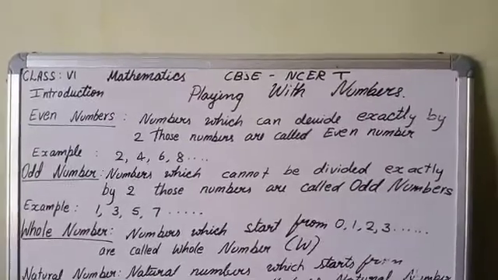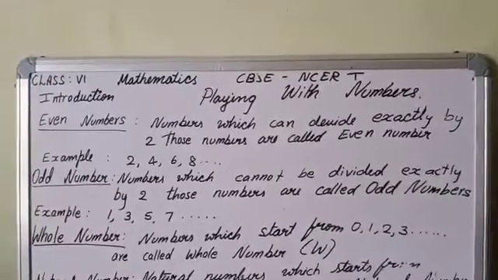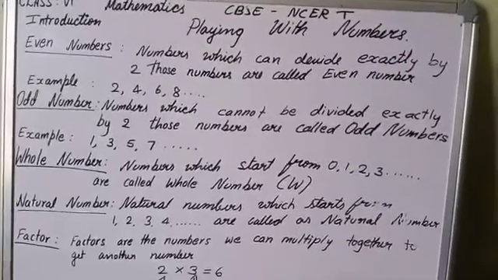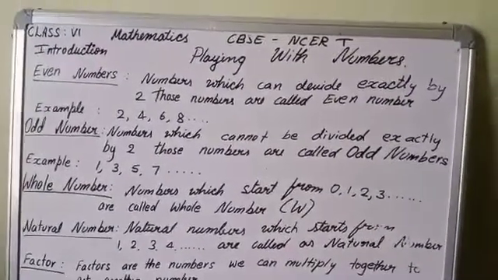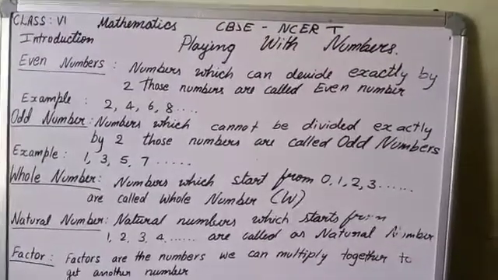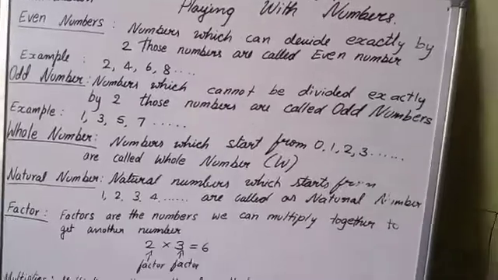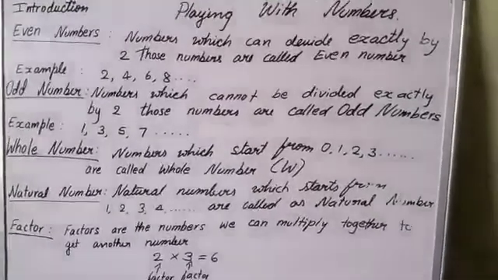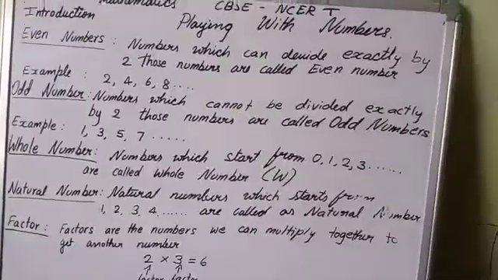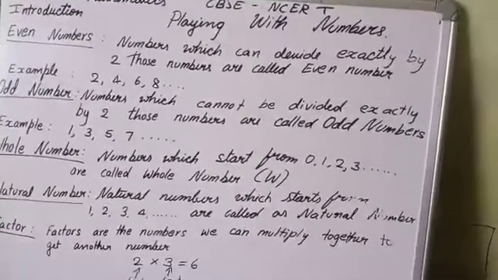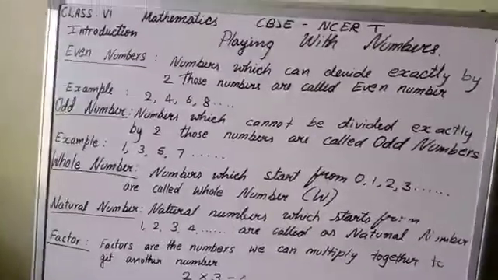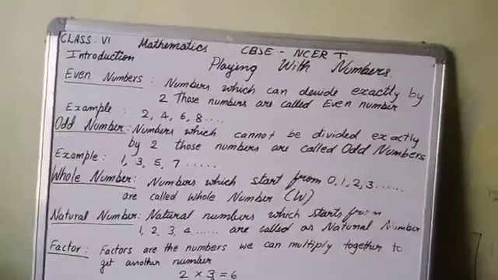Now we are playing with the numbers, that is, factors. What do we mean by factor? Factors are numbers we can multiply together to get another number. For example, if we multiply 2 and 3, we get 6. 2 and 3 are the factors of 6. Factors are involved in multiplication.